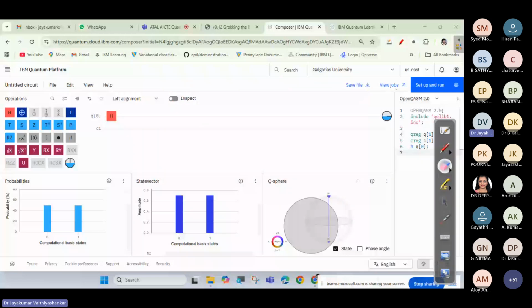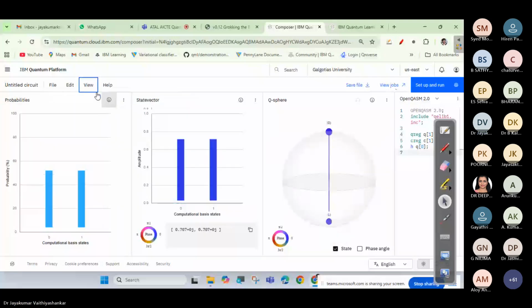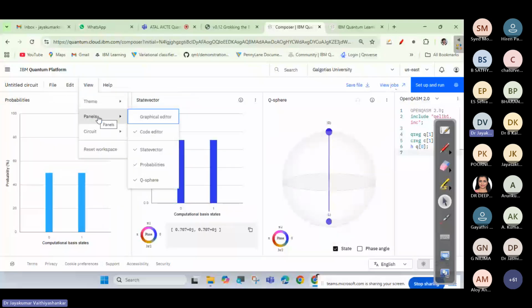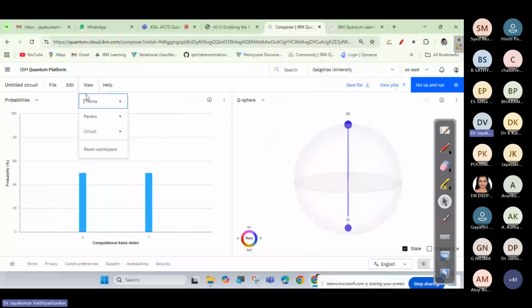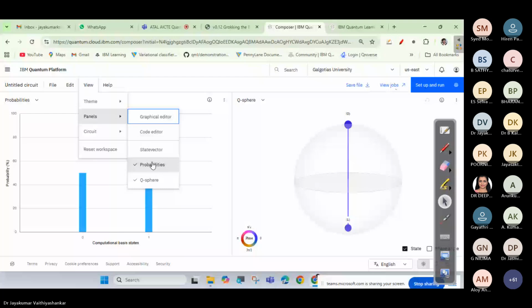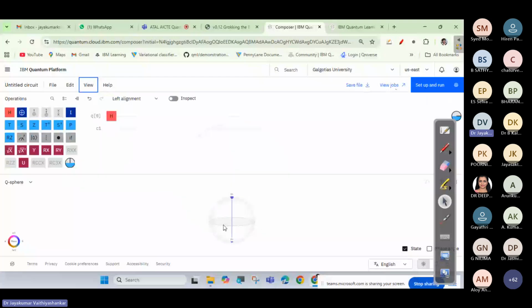For understanding, I try to enable only the Q sphere. I disable graphical editor, go to view, panel, disable code editor, go to view, panel, disable state vector, go to view, panel, disable probability. Only Q sphere is there. So if you are implementing Hadamard gate, what happens? It will create equal superposition. Simultaneously, it will point to North Pole as well as South Pole.